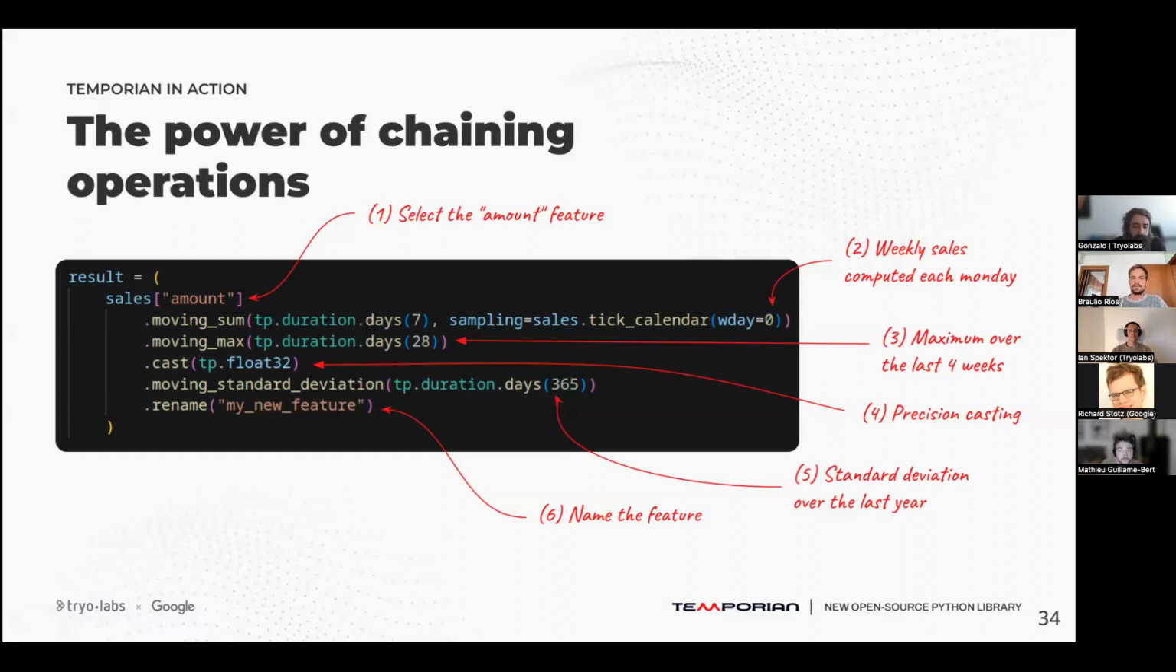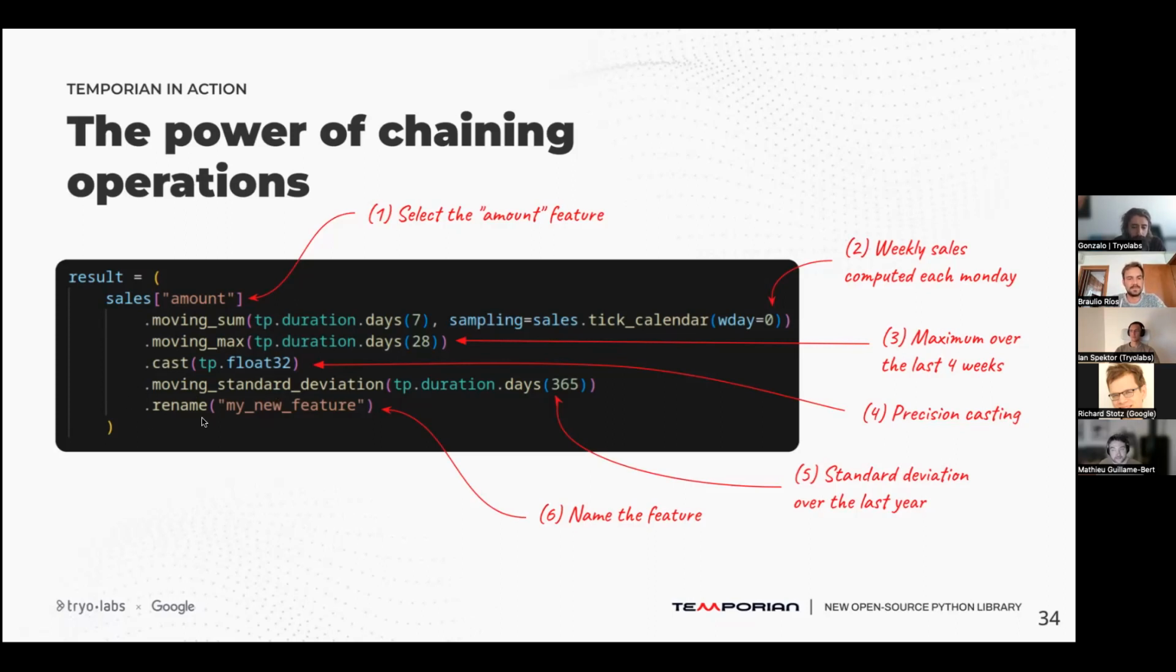On the result of this operation, we apply a moving sum operator with a window length of 7 days. This is the weekly sales. Then on the result of this operation, we apply a moving maximum operator with a 28 day window. This gets us the maximum weekly sales over the last 4 weeks. And then the example continues. We apply a casting, a yearly moving standard deviation, and then a renaming operation.